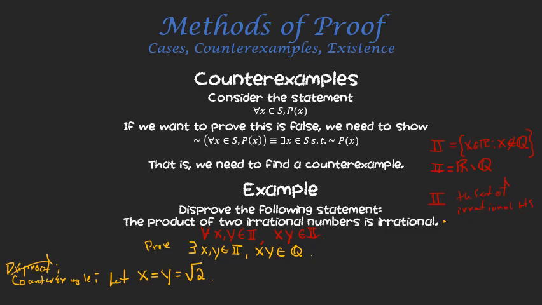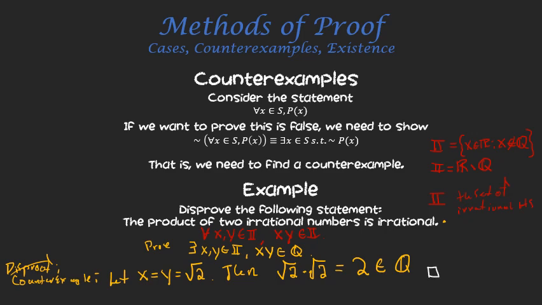It doesn't say distinct, and it doesn't say different, and so it's okay if they're both equal to each other. So let x and y both be square root of 2. Then I need to show that the product is rational. So then square root of 2 times square root of 2 is square root of 2 squared, or just 2, which we know is rational. And so that's a proof.